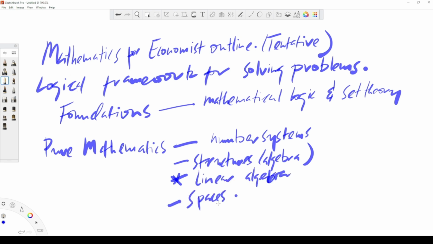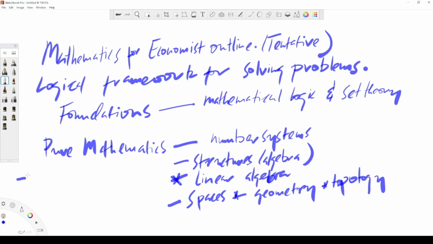For spaces, we'll need a little bit of geometry. For instance, if you want to calculate producer surplus, you need some geometry, because we'll learn later that the producer surplus is the area above the supply curve, below the price line. That area is essentially like a triangle, and the area of a triangle is half base times height. That's how you need geometry, and you need a little bit of topology. We'll discuss that later.